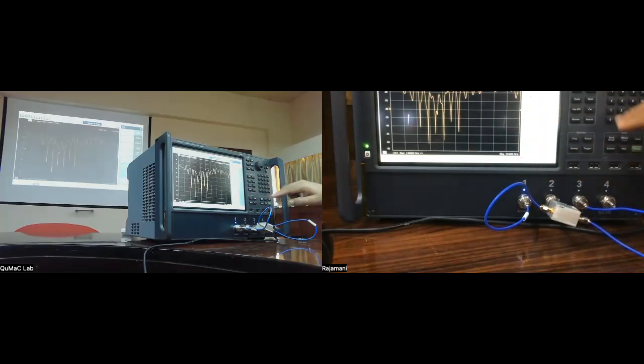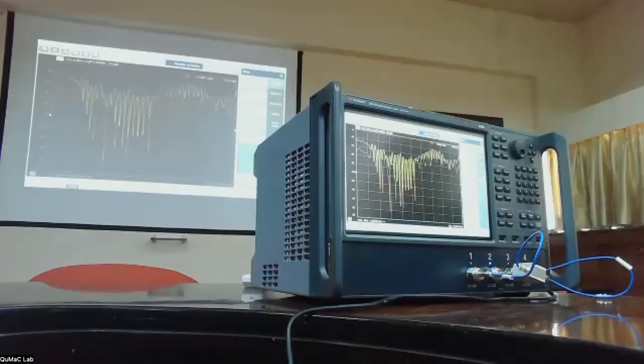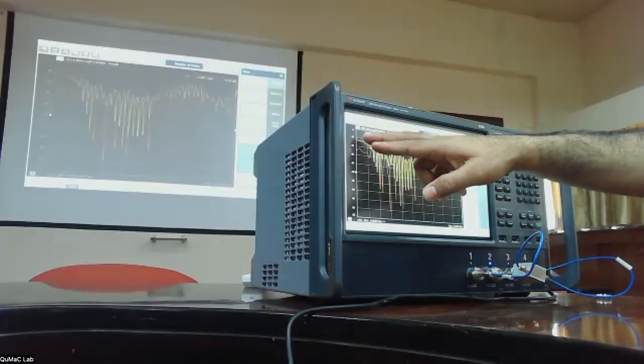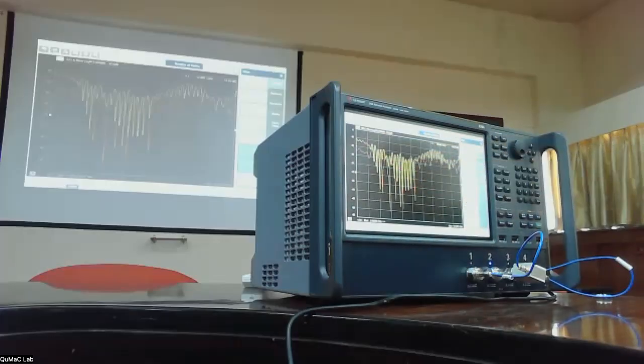And now we'll shift to S22, which is the common port. Okay. So this one is slightly worse, which is kind of strange compared to the other one. But we saw that earlier also, that it was close to -10 at the edges, and then it got better in the middle.